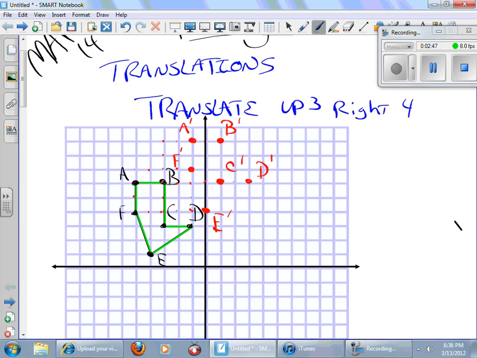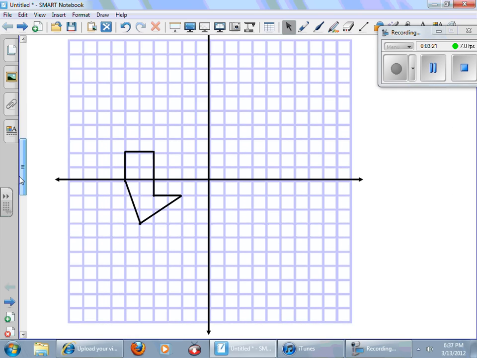Now all I need to do is connect A to B, B to C, C to D, D to E, E to F, and F back to A. And there we go. Isn't that where I said it was going to move? Watch. 1, 2, 3, 1, 2, 3, 4, and smack dab on. It might be a little bit off because of the way I drew it, but there we go. That's all you have to do. That's a translation.